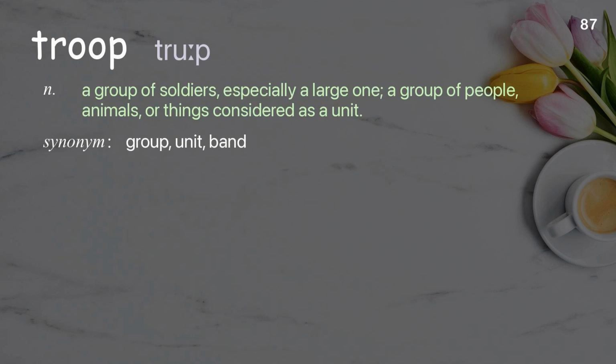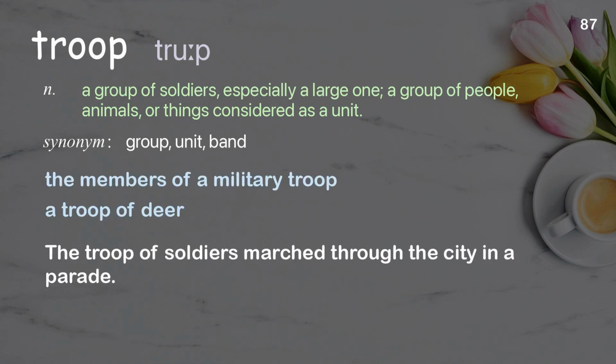Troop. A group of soldiers, especially a large one, a group of people, animals, or things considered as a unit. Examples: the members of a military troop. A troop of deer. The troop of soldiers marched through the city in a parade.